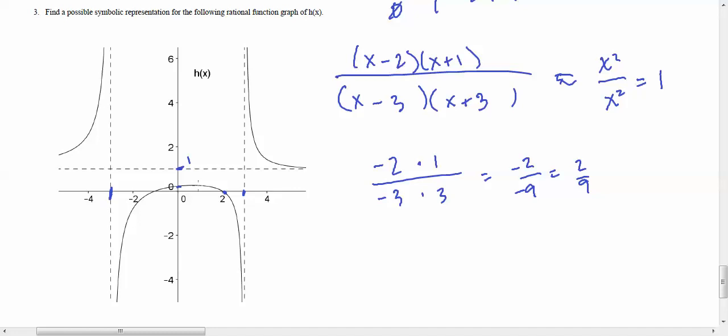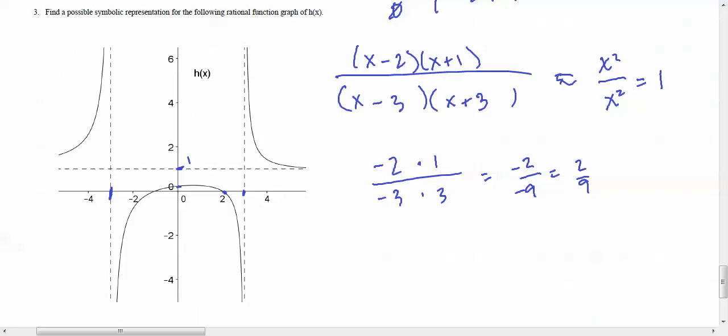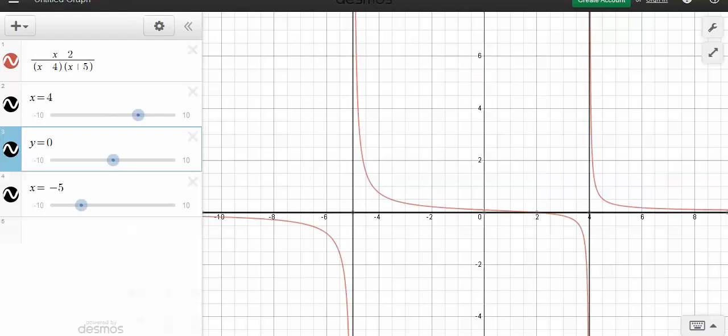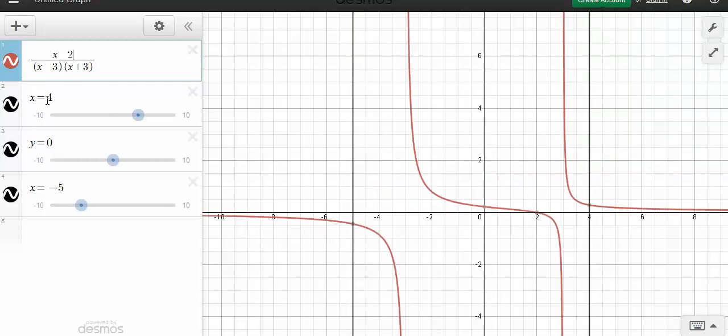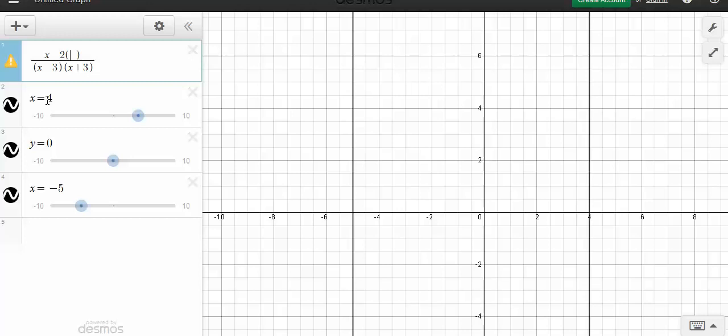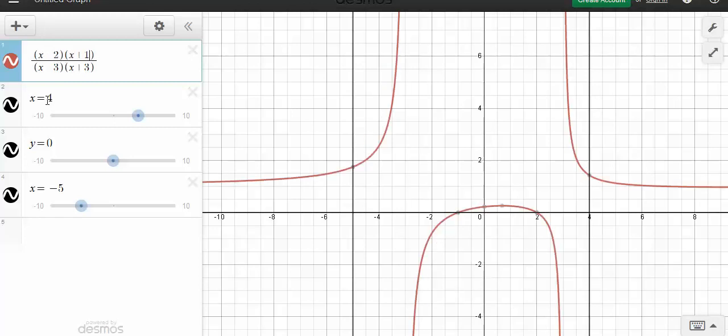I think that we got this already. We can try graphing that. It was x minus 2, x plus 1, over x minus 3, x plus 3. Apparently horizontal lines don't come out on this thing over here, but that should be x minus 2.